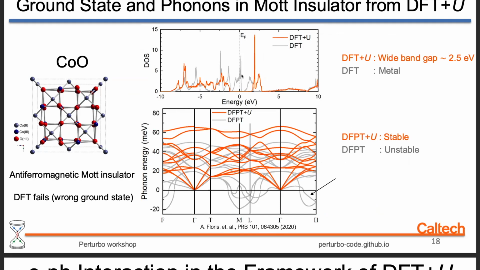I guess this is the density of states. You can see there's density of states at the Fermi energy, which means it's a metal. And DFT plus U predicts it basically right and thinks that it's an antiferromagnetic Mott insulator. And because DFT is getting the electronic structure so wrong, it's unsurprising it also gets the phonon dispersion wrong. It predicts it to be unstable, whereas DFPT plus U, with the Hubbard correction, predicts it to be stable.